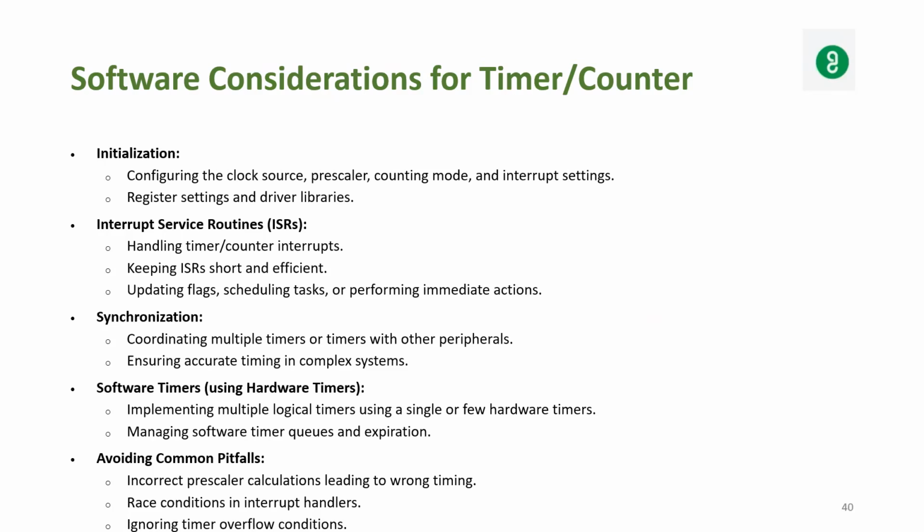Synchronization. It coordinates multiple timers or timers within the peripherals. So if it is a complex system, you can ensure accurate timing. This is done with synchronization. Software timers: using hardware timers, you implement logical timers using a single or a few hardware timers. The software timer manages their use and expiration.